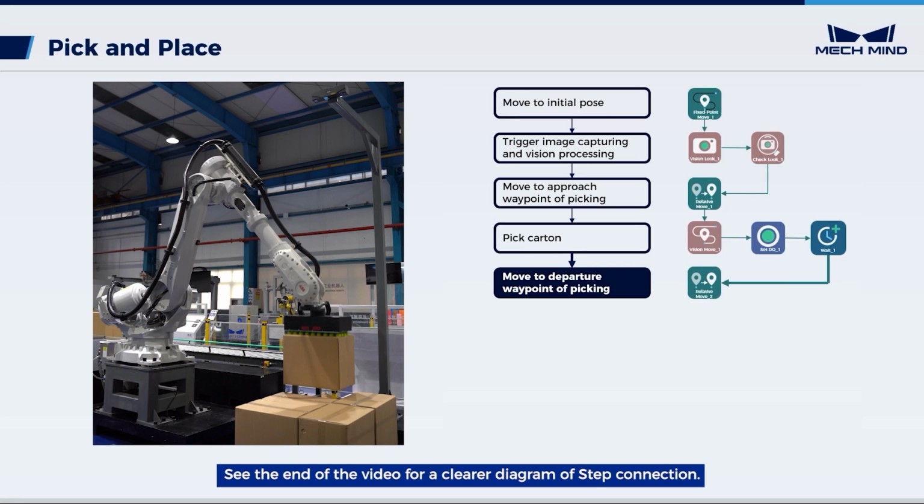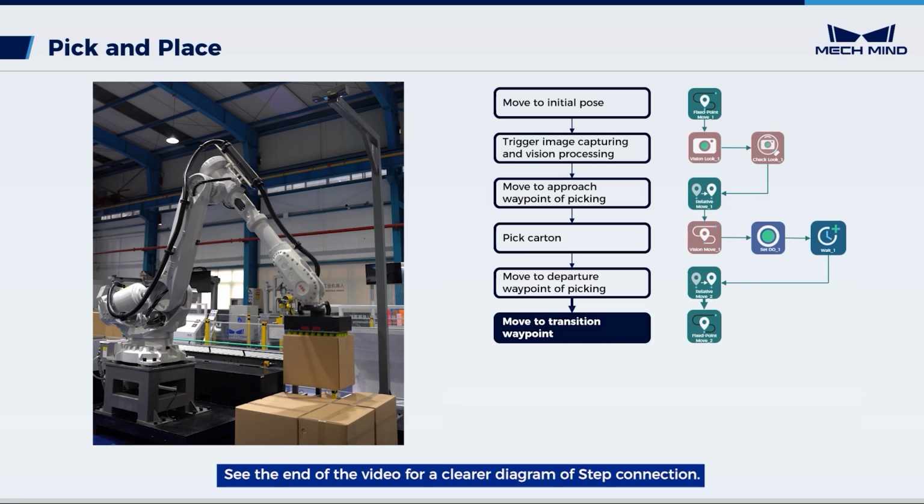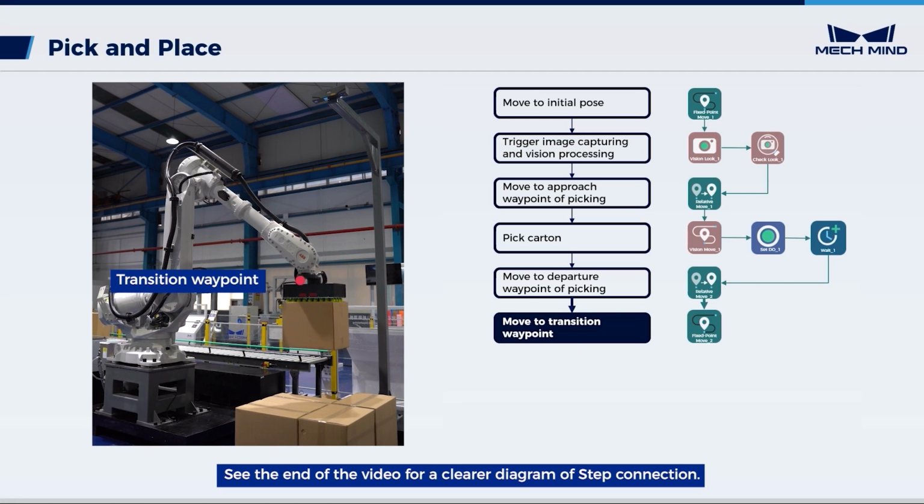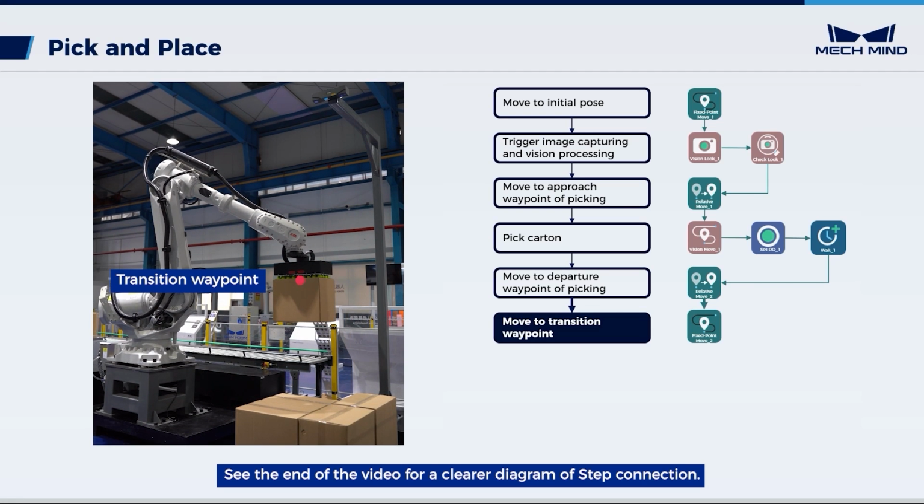To optimize the path between picking and placing, we need to add a transition waypoint between the departure waypoint of picking and the approach waypoint of placing. Move the robot to the transition point to avoid collisions. Now we place the carton.